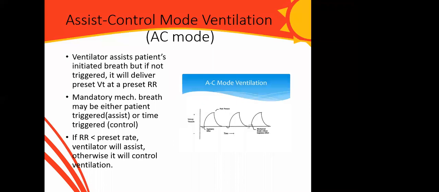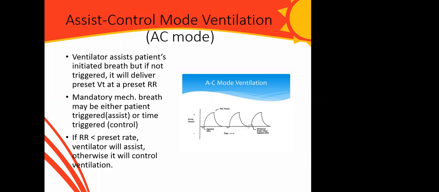The common mode of ventilation we use is the assist control, or the AC mode. This is what we fancy in ICU because here, what the ventilator does is to augment or to assist the patient's initiated breath. But if the patient does not make any breath at all, maybe there's a central apnea, or the patient is still under the influence of neuromuscular blocker, or the patient has neuromuscular disorders, the ventilator will still deliver a preset tidal volume at a preset respiratory rate.